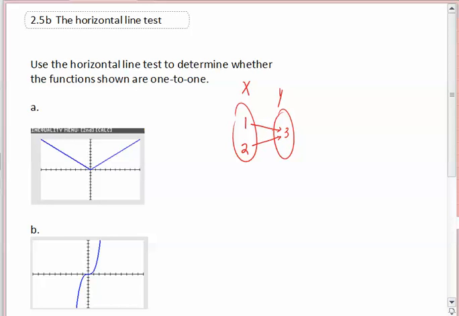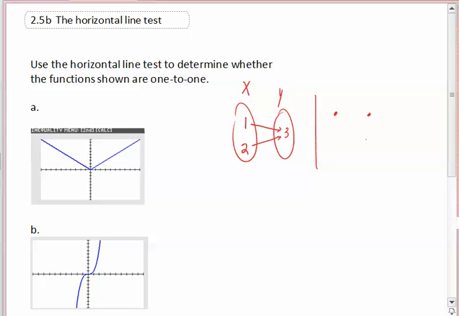Now, here's what that implies and what that means is I can't have any points lined up horizontally. Right? I can't have anything lined up horizontally. Let's take a look at what this would mean.